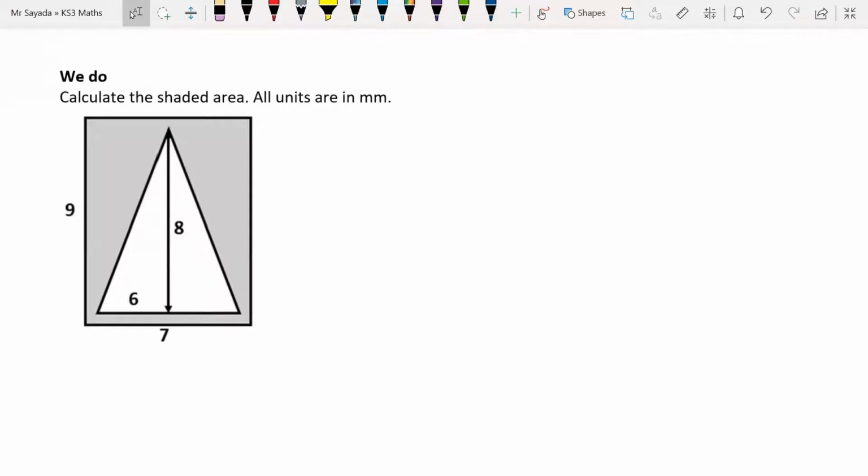You should have now done this question. So we're trying to find the shaded area. Make sure that you've noticed all units are in millimeters. So that's going to make a difference to our units. So here we've got the rectangle, and we're going to minus from it the triangle.